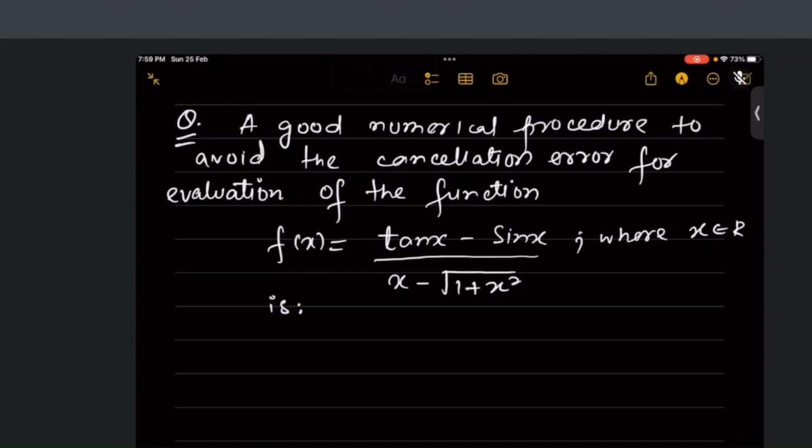So the question is that for a given function f of x is equal to tan x minus sin x upon x minus under root of 1 plus x square, you have to change it into a function where the cancellation error will be less. Now you know how to avoid the cancellation error. First tell me what a cancellation error is. Anyone?